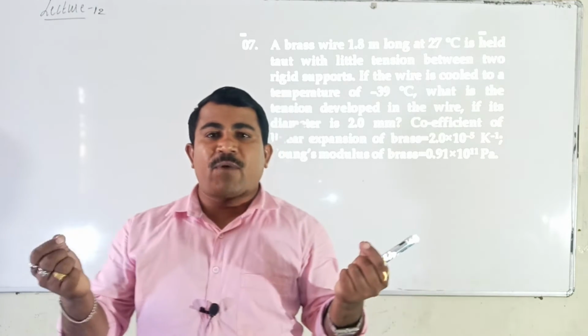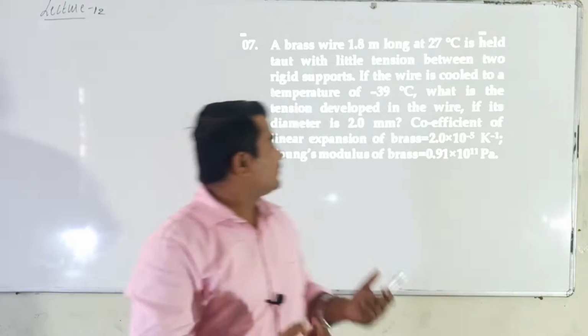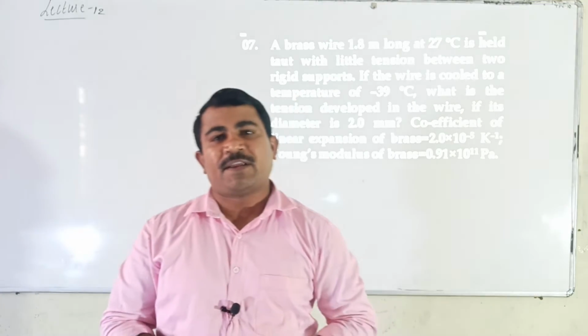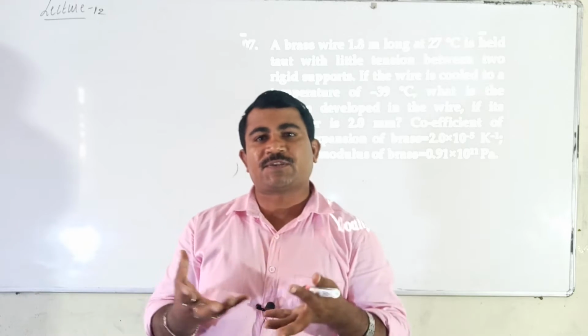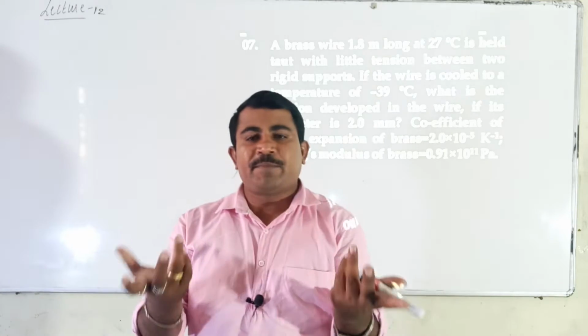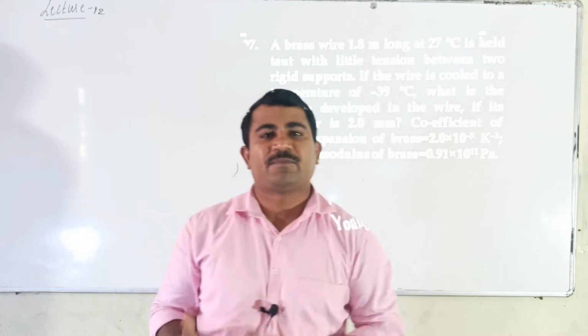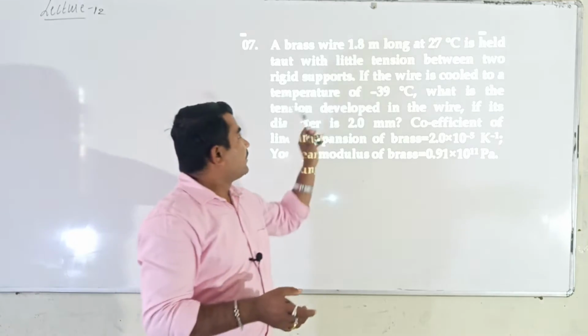See here, a wire is fixed between two rigid supports. A brass wire of length L, 1.8 meter, fixed between two rigid supports. When temperature increases, it expands. If it is cooled down, it contracts and becomes taut.